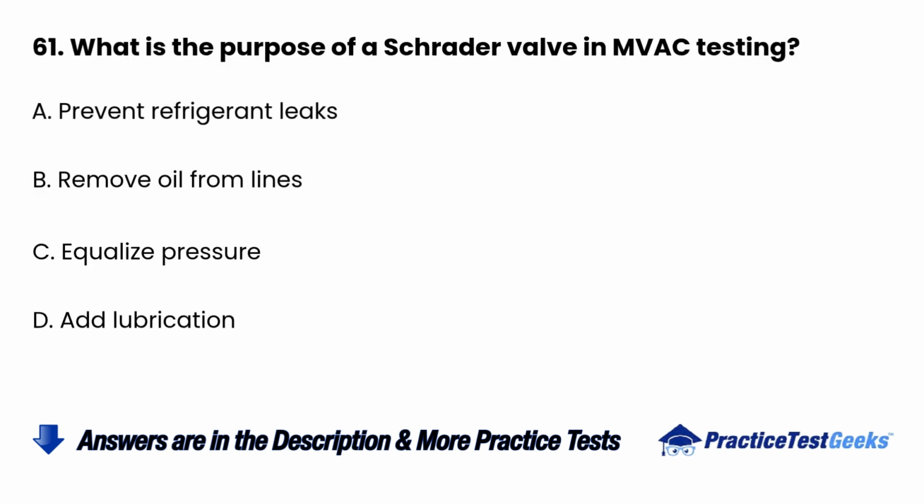61. What is the purpose of a Schrader valve in MVAC testing? A. Prevent refrigerant leaks. B. Remove oil from lines. C. Equalize pressure. D. Add lubrication.